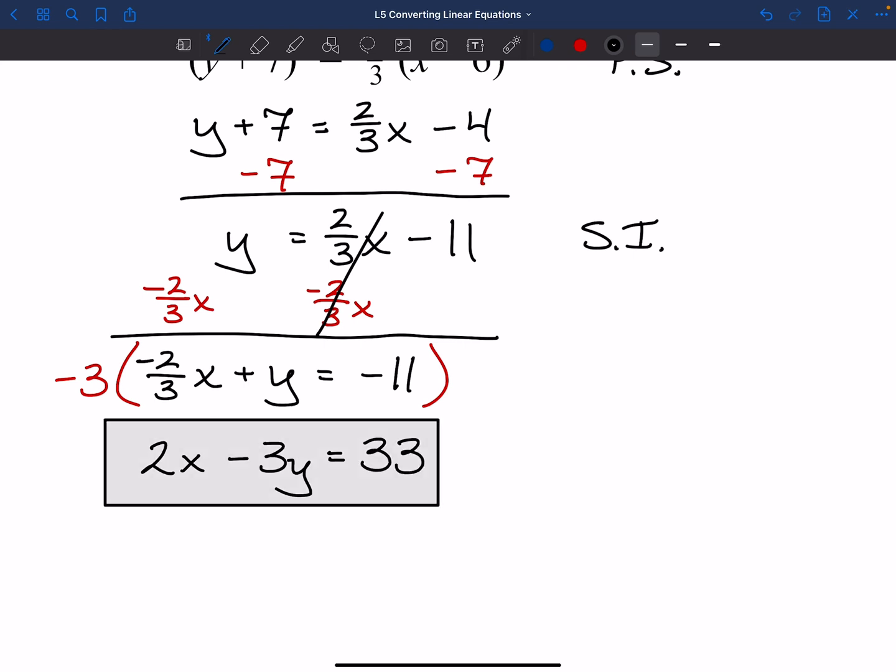All right, so that's where we want to get to on this one. That leading coefficient is positive and a whole number.